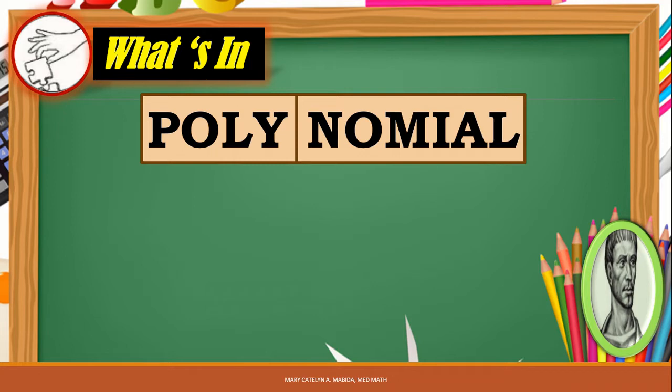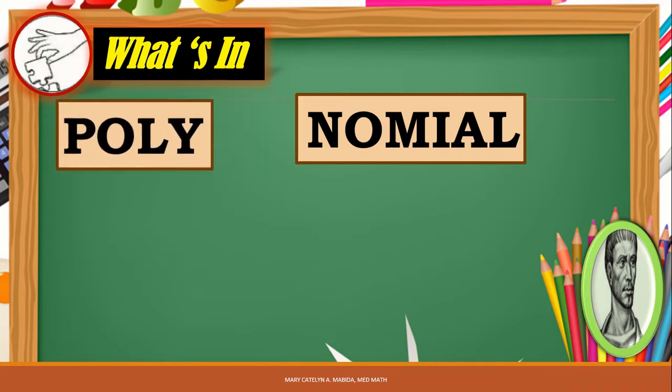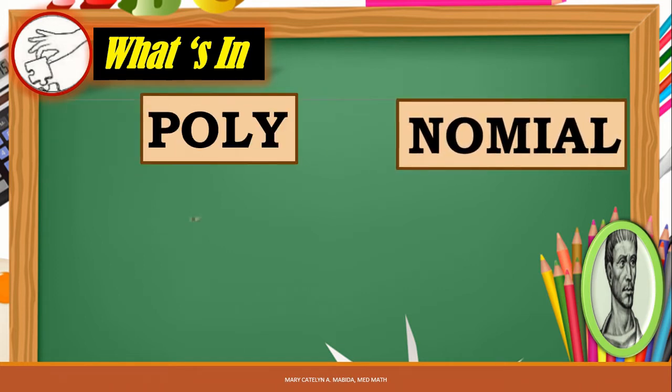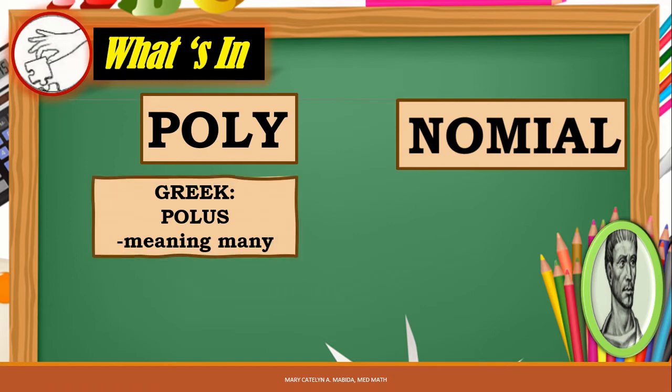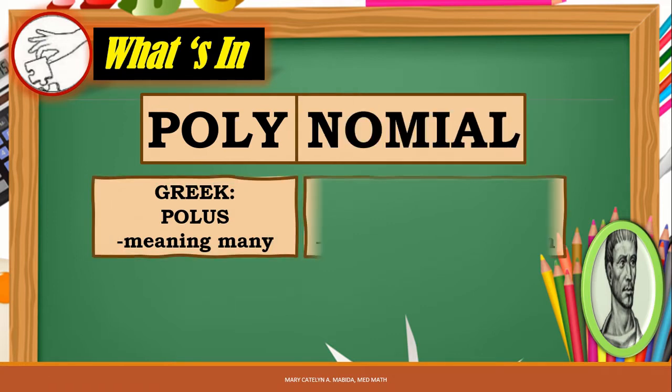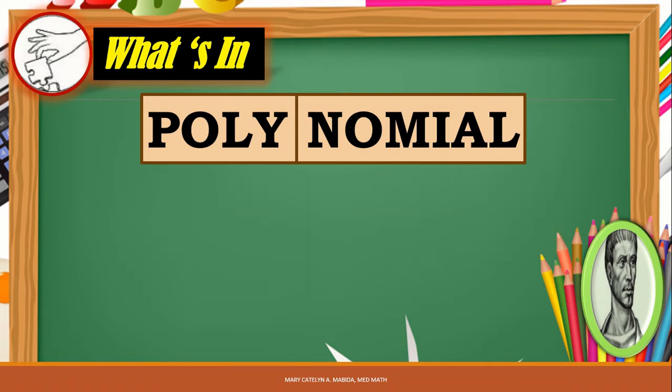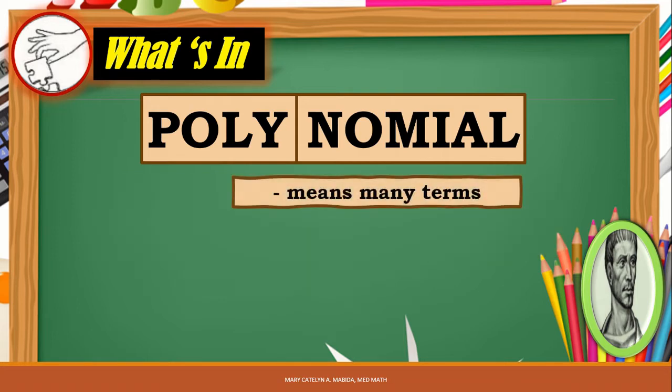The word polynomial can be dissected into two words, poly and nomial. Poly comes from the Greek word polus, which means many. Nomial, on the other hand, comes from the Latin word nomen, which means name or term. Combining these two words, polynomial simply means many terms.